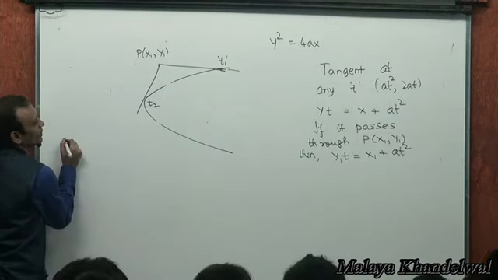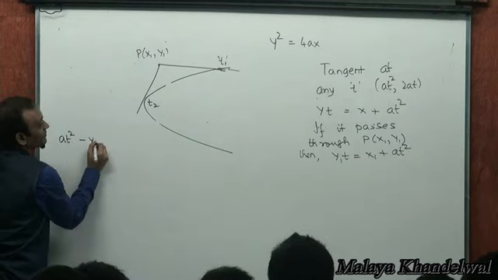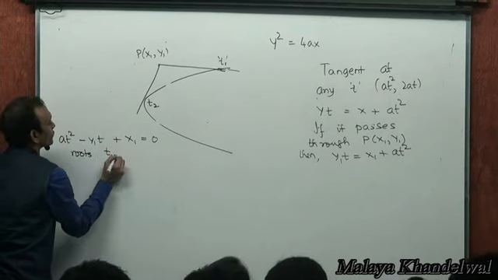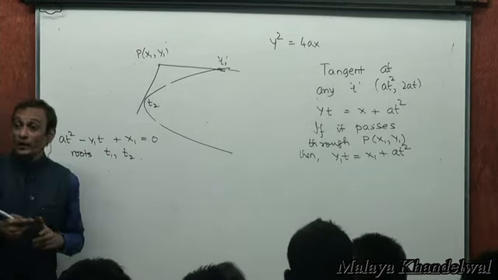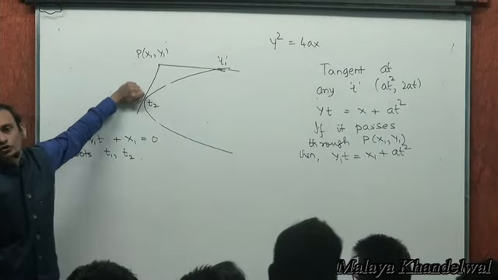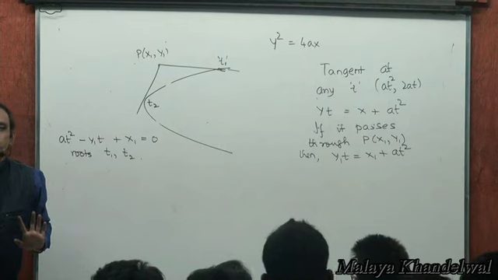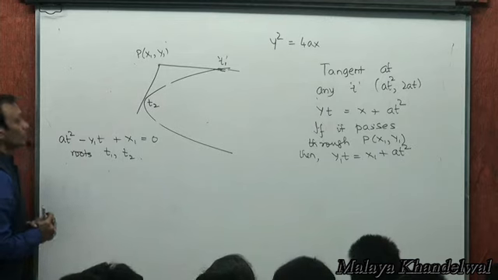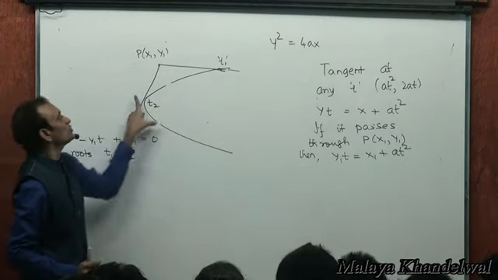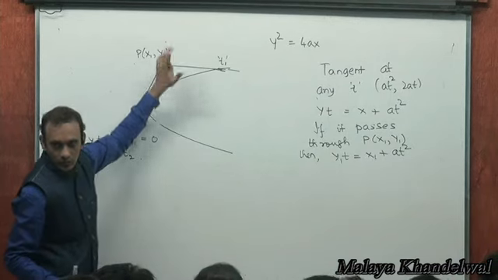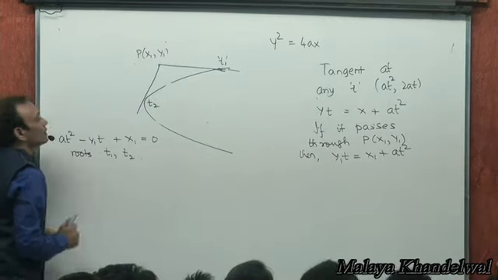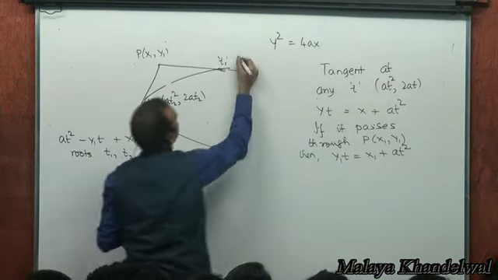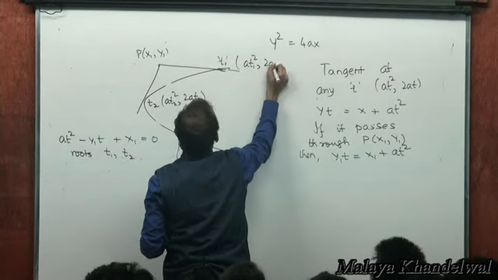That means at squared minus y1t plus x1 equal to 0 has roots t1 and t2, where t1 and t2 are points where the tangents are drawn from x1 y1 to the parabola. Yes or no? Right now? So if you solve for t1 and t2, you would know these points of tangency from x1 y1, right? Say t2 means this point is a t2 squared comma 2a t2. t1 means this point is a t1 squared comma 2a t1.